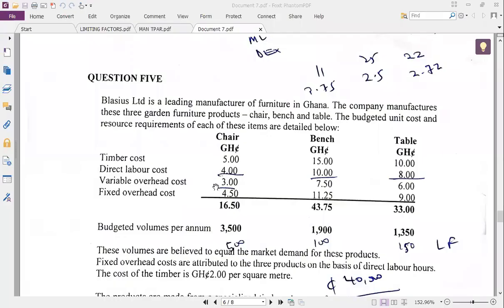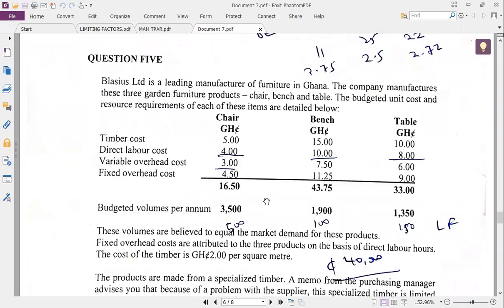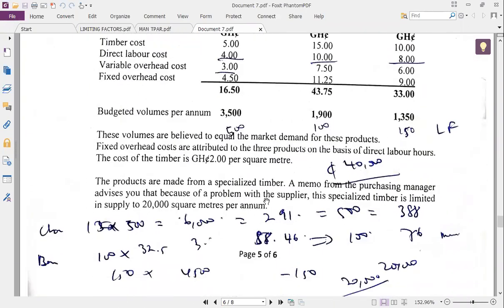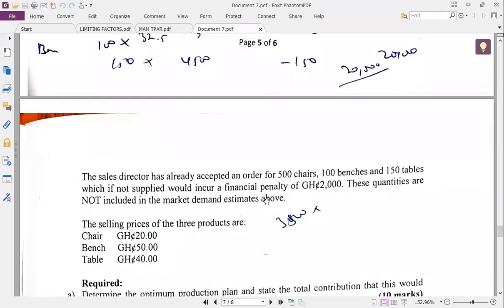So from the question, good. The selling price was given at the bottom there. Yes, the selling prices of the 3 products are 20, 50, 40. So 20, 50, and then 40. Good. And then let's go and pick the variable costs.